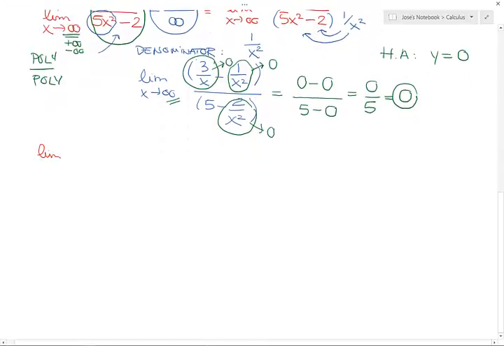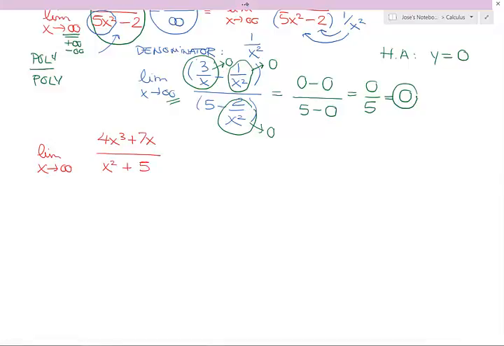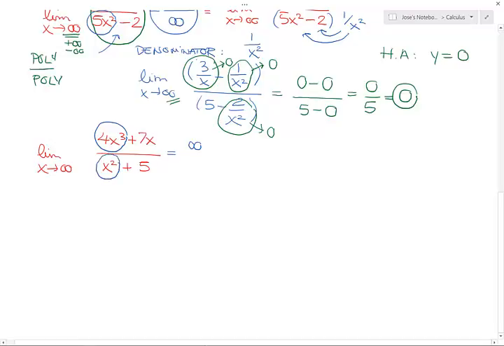Let's take the limit when x goes to infinity of, let's say, 4x cubed plus 7x, and then in here, let's have x squared plus 5. Your thinking for this problem should be, if you plug in something really, really big and you look at 4x cubed, that's going to give you something humongous positive. Plug in something really big and you just look at x squared, the leading term, that's going to give you something really big positive. That's definitely going to give you an indeterminate case.